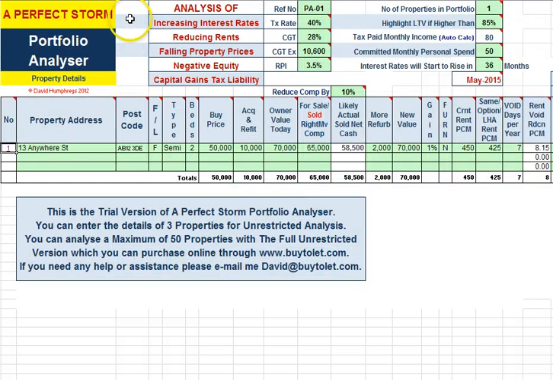This perfect storm portfolio analyzer is unique, and every landlord should run every property that they own through it to find out whether they are vulnerable to increasing interest rates, reducing rents, falling property prices, negative equity, and capital gains tax liability on sale.